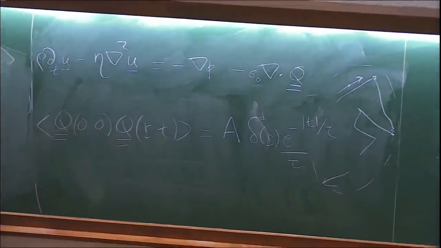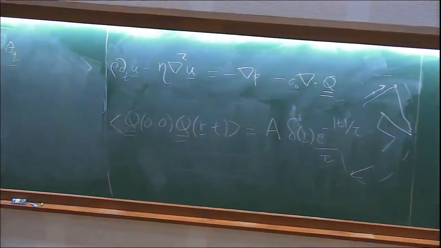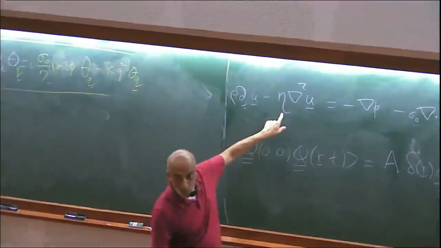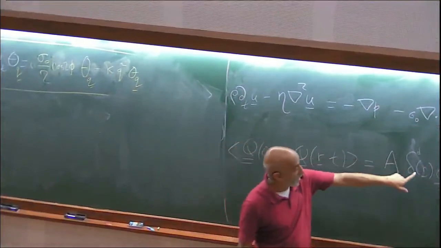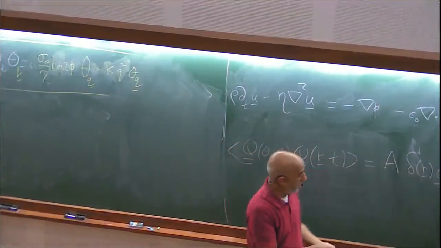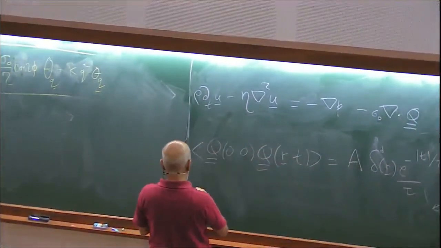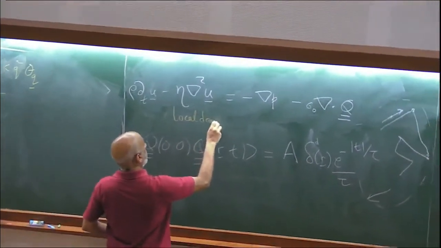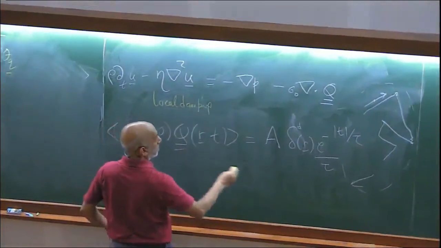First of all, you can see immediately that this cannot be an equilibrium fluid. Why? Because the damping is local in time, but the noise is colored. Damping has no memory here. Colored noise.